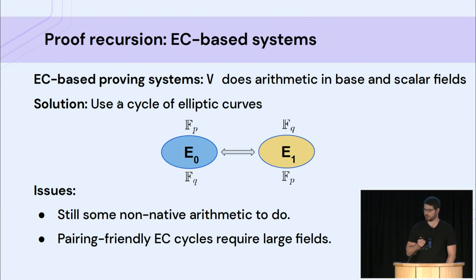There are a couple of issues with this approach. The first one is that there's still some non-native arithmetic to do: all the scalar field arithmetic on the first curve will have to be done non-natively on the second curve. The second problem is that if you're trying to do this with a proving system using pairings, something like Groth16, you will need to use very large curves, because we don't know any pairing-friendly cycle with reasonably sized curves.